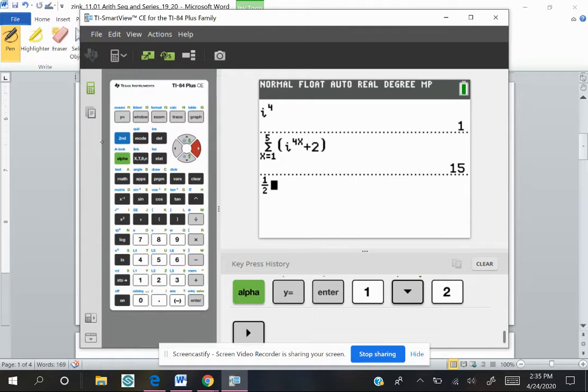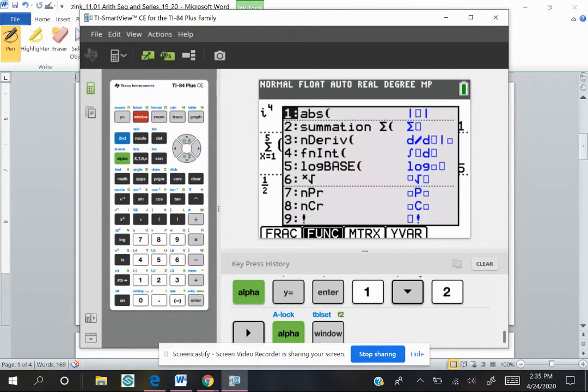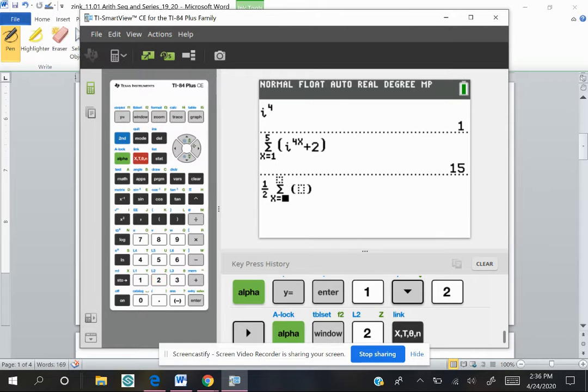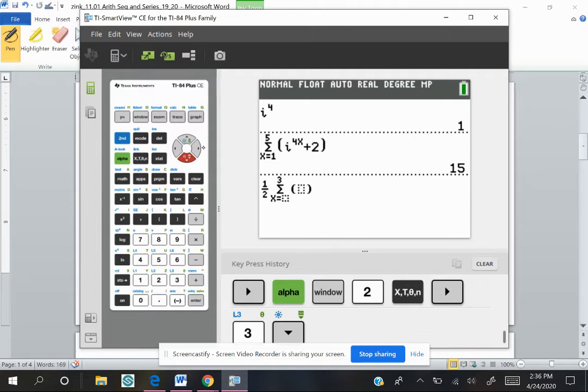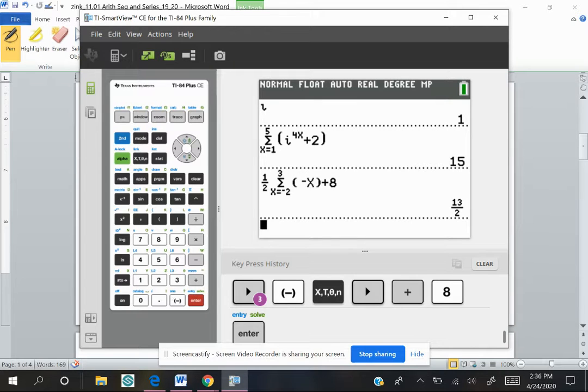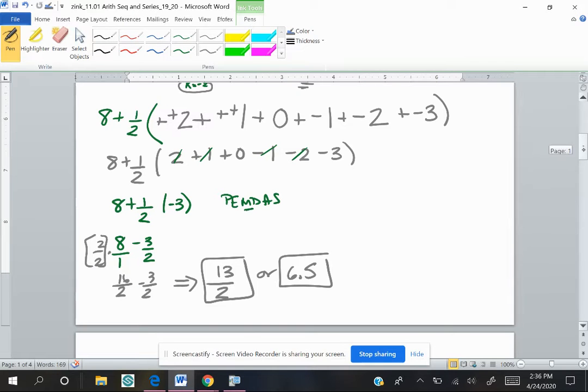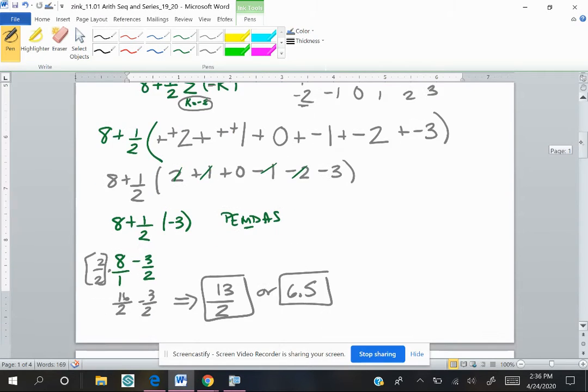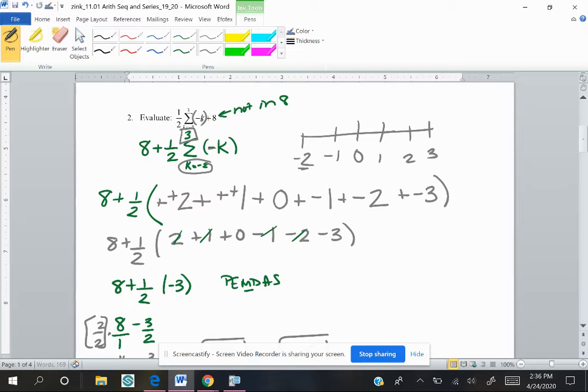So here now we'll do alpha window, choice 2, x goes from -2 to 3. And then inside those parentheses, we'll have our -x. And then outside the parentheses, we're going to add our 8 and hit enter, and we get 13/2, same thing that we got before. So just be really careful with those parentheses, whether or not it's in them. So if it's not in the parentheses, just that is.